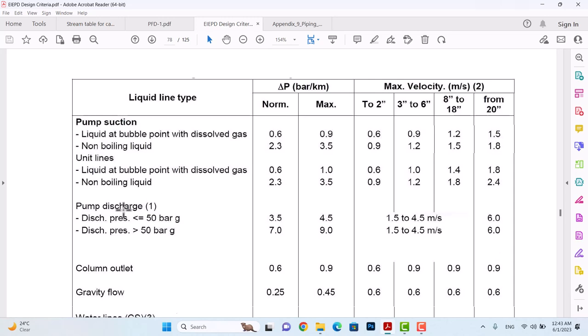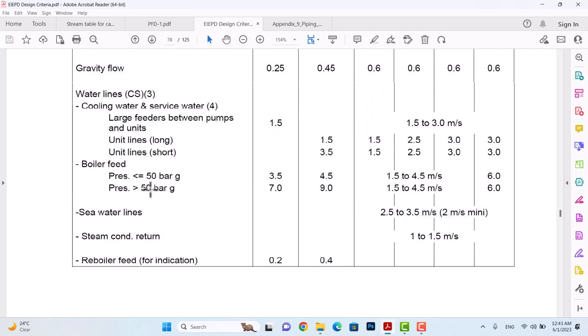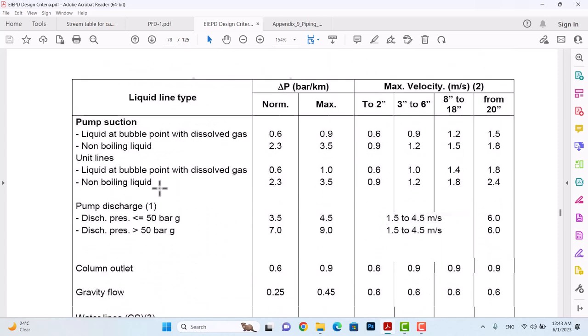At first, select your application. For instance, it is non-boiling liquid. So, the normal pressure drop should be this value. The maximum pressure drop should be this value. And you start providing the Excel sheet or Aspen Plus with a specific diameter. And check your results, or pressure drops, or calculated maximum velocity or normal velocity.